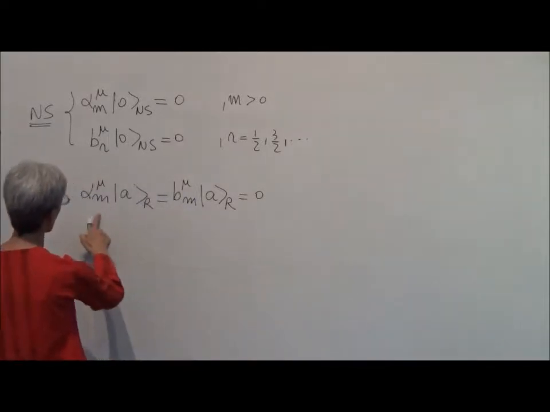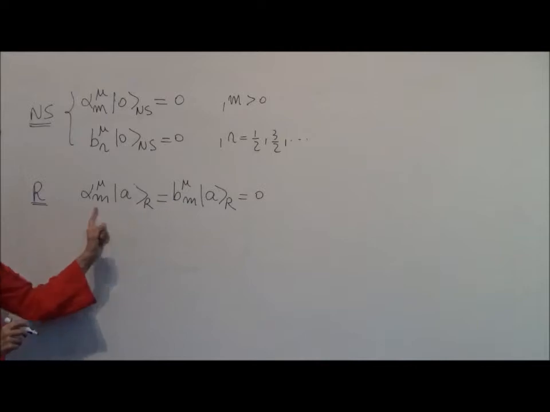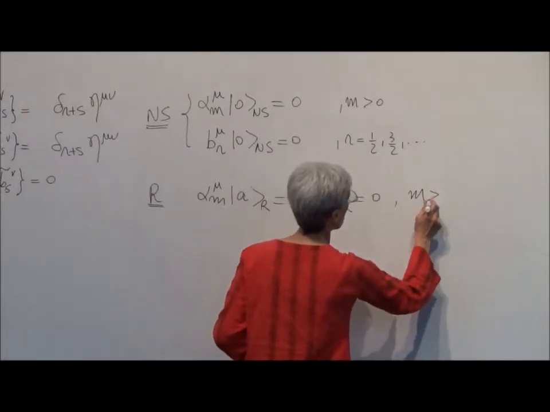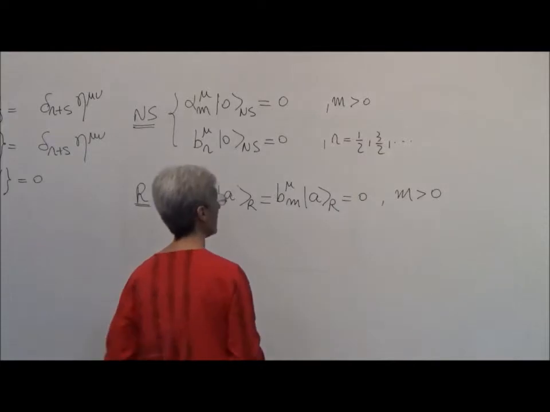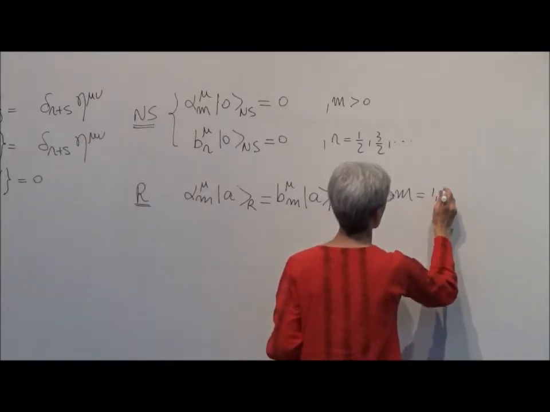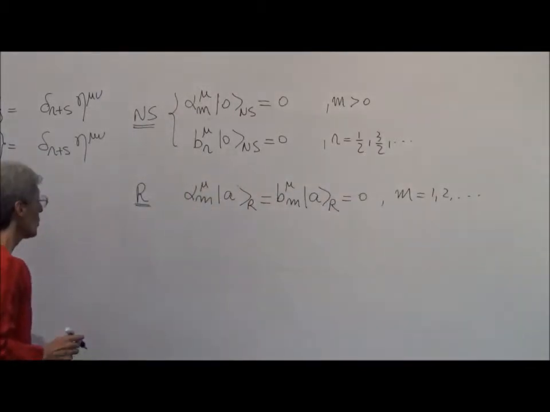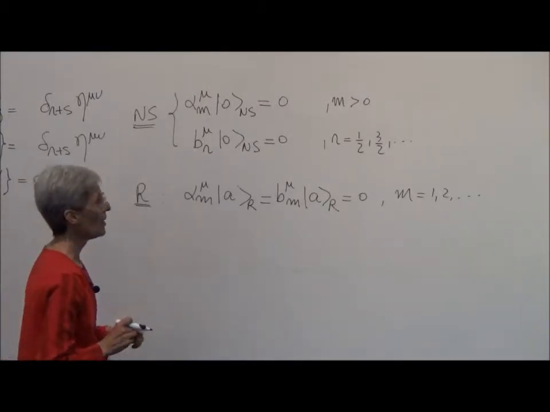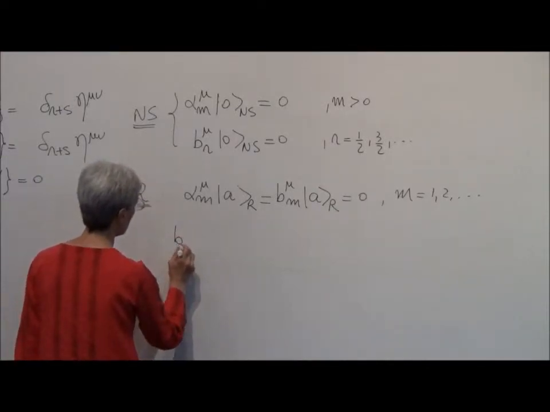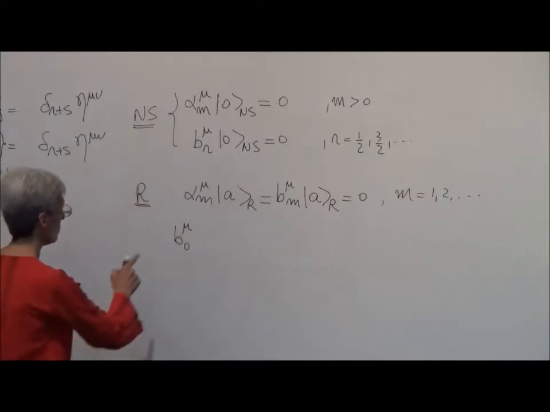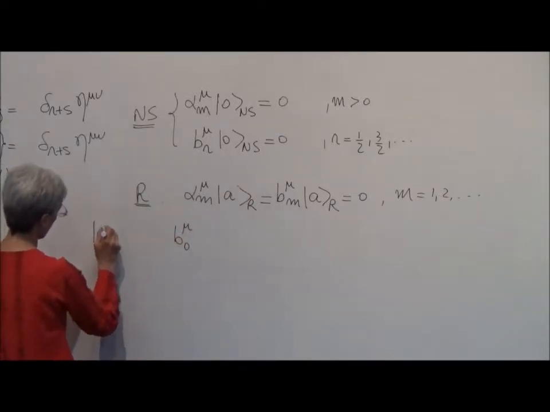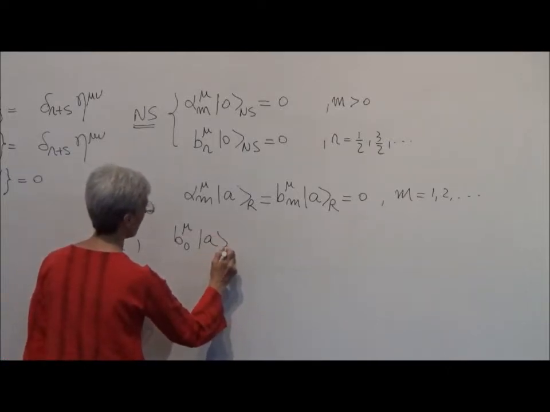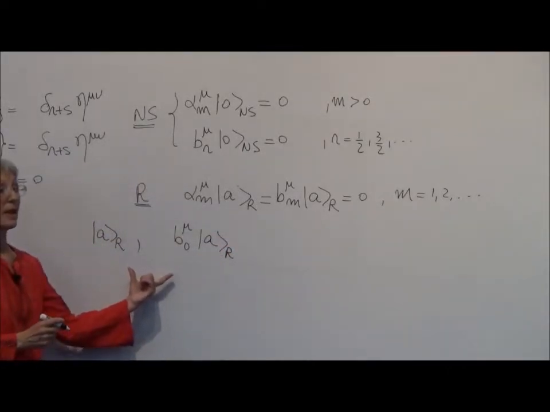And I will use m, since the modes are integer for both bosonic and fermionic oscillators, I will use the same letter in the Ramond sector. So here m is positive, or let me explicitly say 1, etc. So I have called this the Ramond ground state. I called it A instead of 0, because of the zero modes of the oscillators, b_0^mu. So a state A_R, and a state which is b_0^mu acting on A_R, these two states are degenerate in mass.